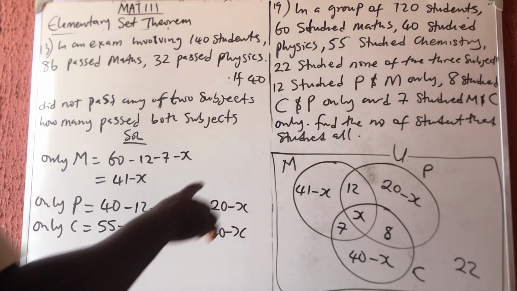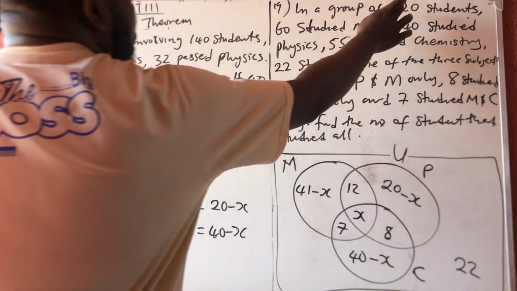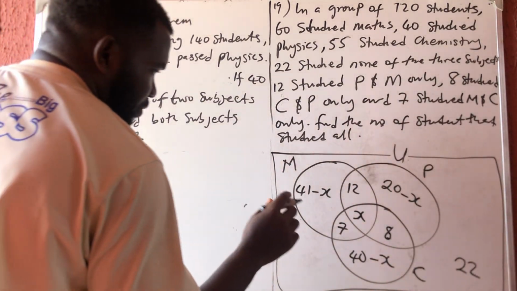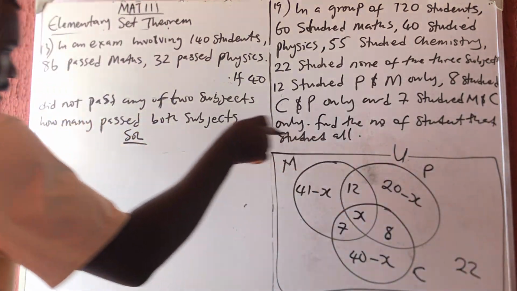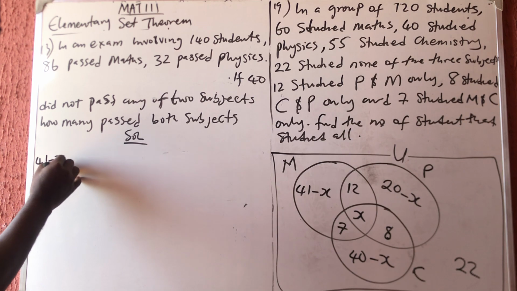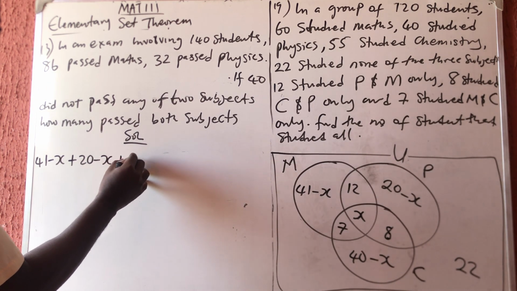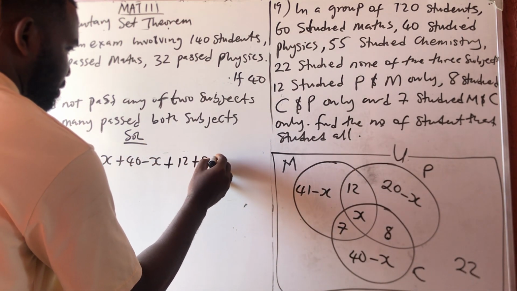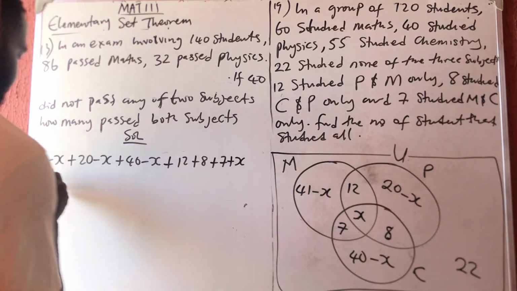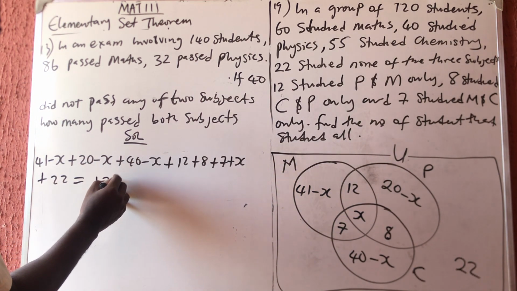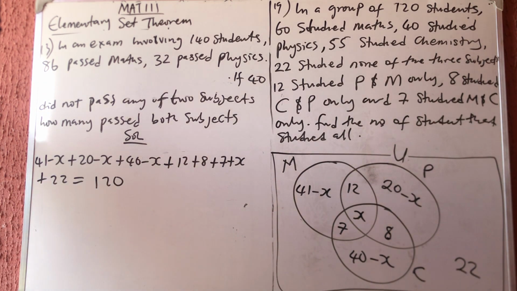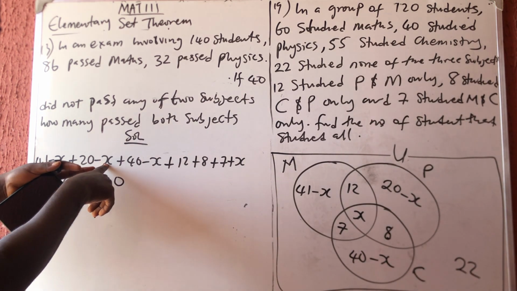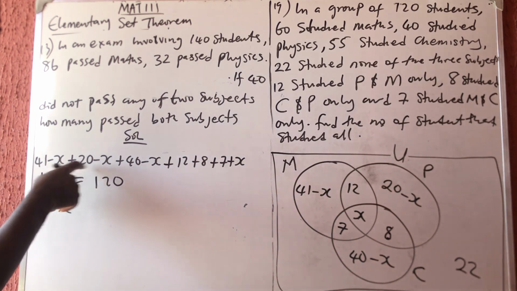All right. So what do you now do? Add everybody in the universal set and equate it to what? 120 students. So that's what we are going to do now. So we'll say, please pick it one by one so that you don't make mistakes. I will start from the outside, then move inside. I will say 41 minus x plus 20 minus x plus 40 minus x. I've done these three. I'll say plus 12 plus 8 plus 7 plus x plus 22 is equal to 120. So if you add everything, you're going to have that minus 2x. Why is it minus 2x? Minus 3x plus x is minus 2x. So I'm left with minus 2x.